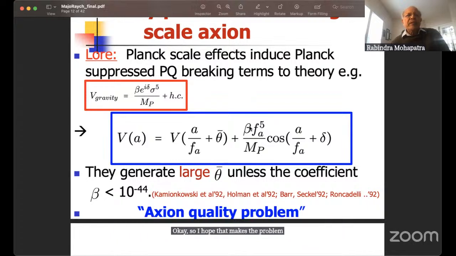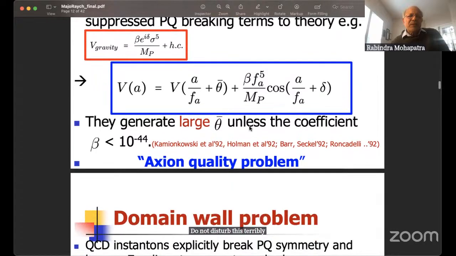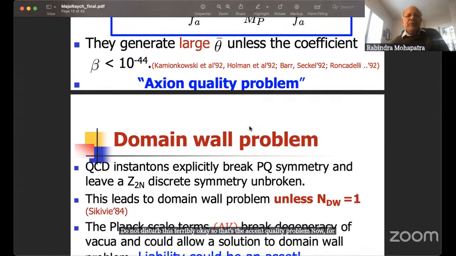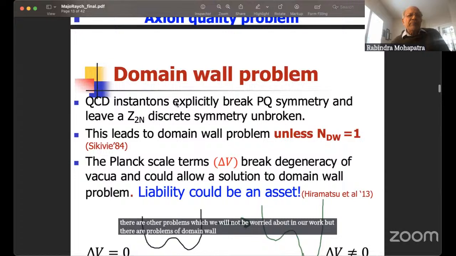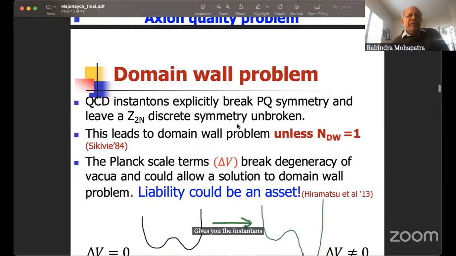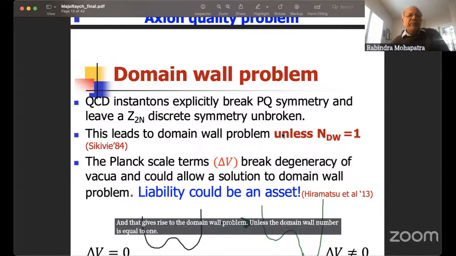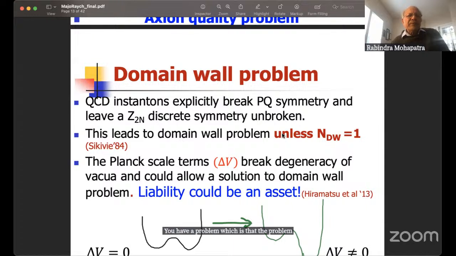And this is the problem that we want to solve, which is that how do you solve the strong CP problem, and yet how do you maintain the fact that the Planck scale effects do not disturb this terribly? Okay, so that's the Axion quality problem. Now, of course, there are other problems which we will not be worried about in our work, but there are problems of domain wall, for example, because once you have QCD instantons which explicitly break the PQ symmetry, they leave a G2 and discrete symmetry unbroken, and that gives rise to the domain wall problem. Unless the domain wall number is equal to 1, you have a problem which is that the universe will be totally anisotropic, and that, of course, we have no evidence for. Okay, so therefore, that's the domain wall problem.